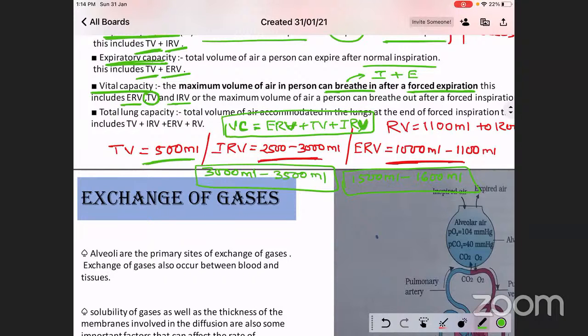Okay, these are the vital capacities you can calculate. After the class you can do these sums and calculate how much the vital capacity is, how much the expiratory capacity, how much the inspiratory capacity. You can write all these statistics in your copy.